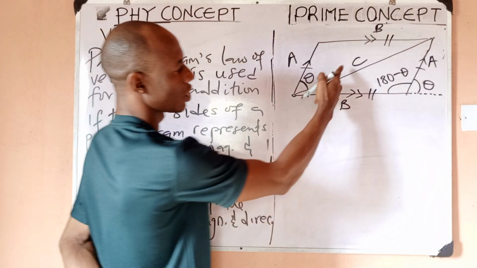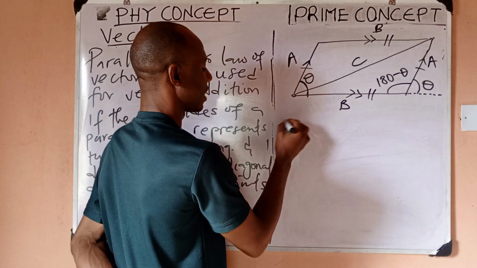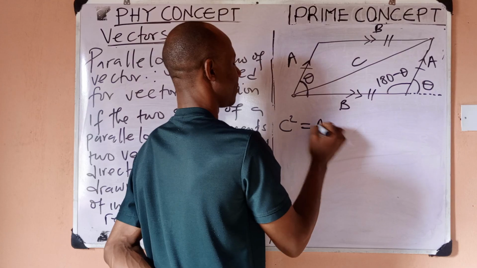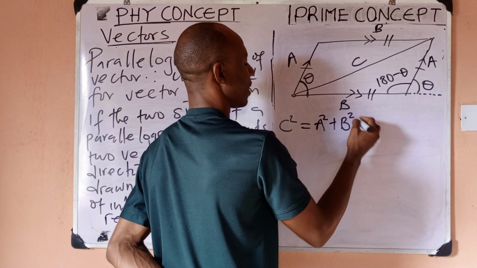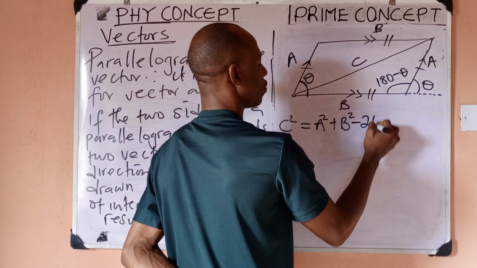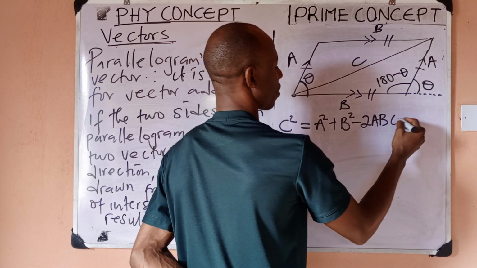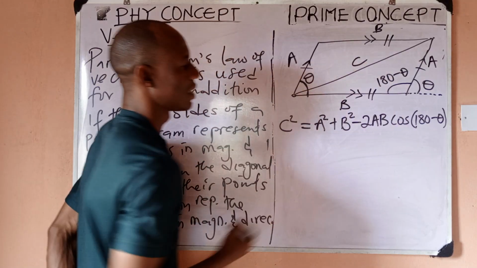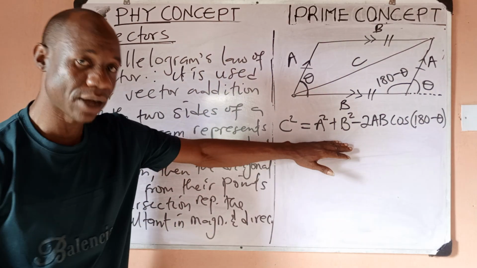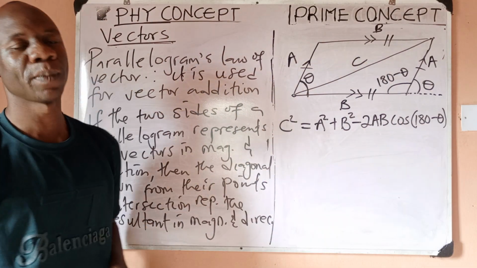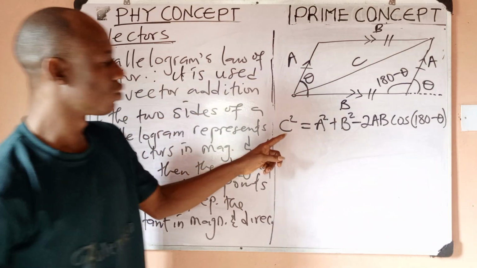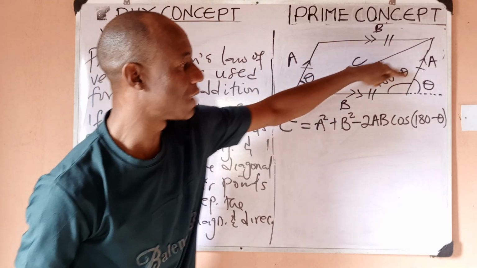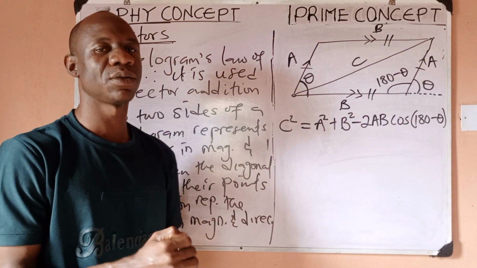So according to cosine rule, C, which is the resultant, I'll have that C squared would be equal to A squared plus B squared minus 2AB cos(180 minus theta), as the angle that faces the resultant. What you have like this now is cosine rule. Cosine rule considers the angle facing the resultant, which is 180 minus theta. That's the angle facing the resultant.